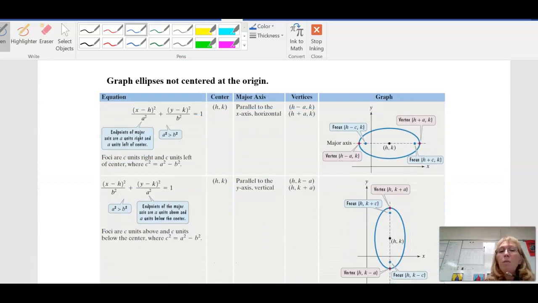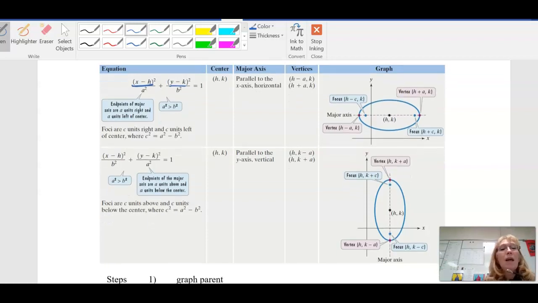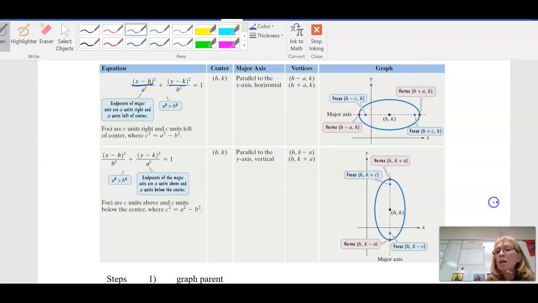Okay, now when we move, it's just like every other move we've done with your transformations. You'll have an h and a k. So whatever's with the x moves on the x-axis, whichever's on the y moves on the y-axis, and it's always opposite of what's inside of the parentheses. All right, and again, whichever one is the major, it's going to have the larger one in the denominator.